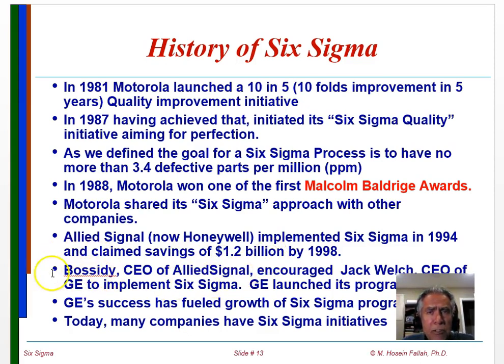So Larry Bossidy, who was the CEO of Allied Signal, encouraged Jack Welch, who was the CEO of General Electric, to try Six Sigma, because he had this experience in terms of the benefit both in quality and cost. And so that's how GE got into Six Sigma, and the success of GE with Six Sigma really led to the growth of Six Sigma program globally. And today many companies do have Six Sigma initiative within their quality management programs.